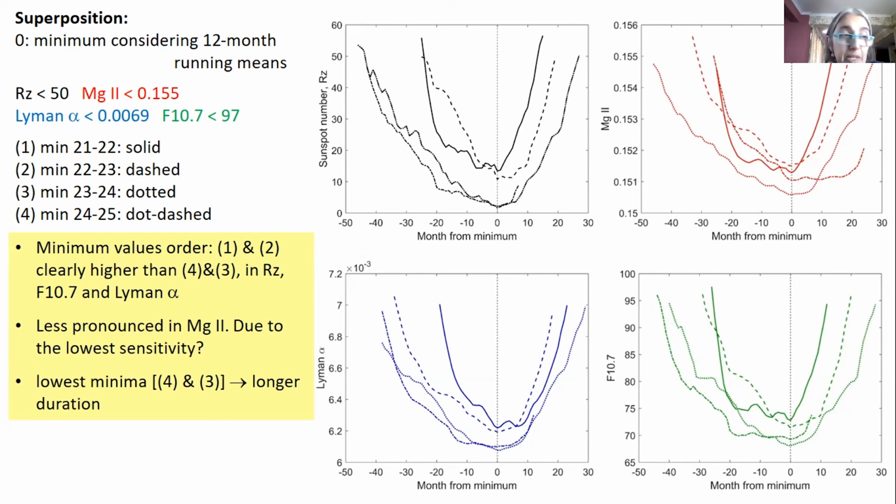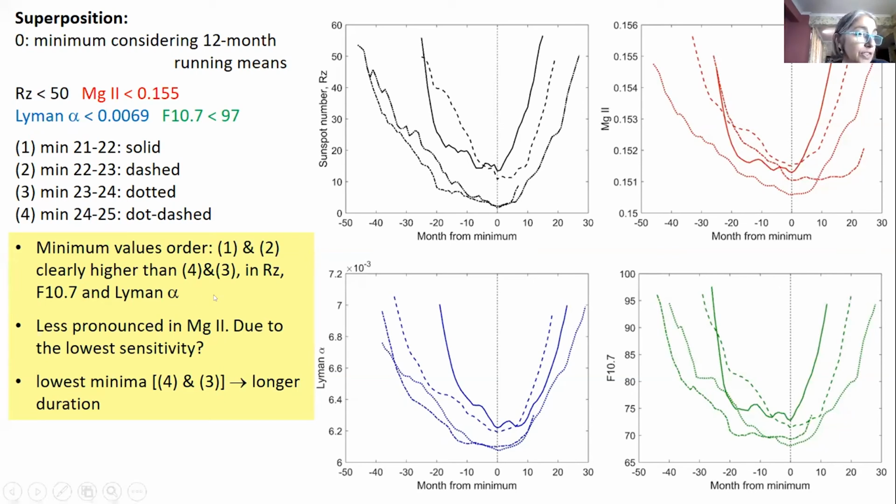The order of the minimum values is: first and second, these two, the highest minima, followed by the fourth minimum, the one of 2019, and the lowest minimum is that of 2008, except for the sunspot number. This is the only exception, but F10.7, Lyman alpha, and magnesium 2 present a slightly higher minimum than the previous one in 2008.